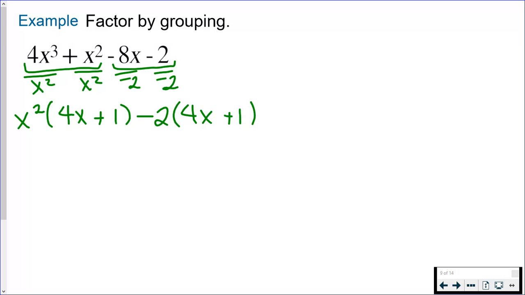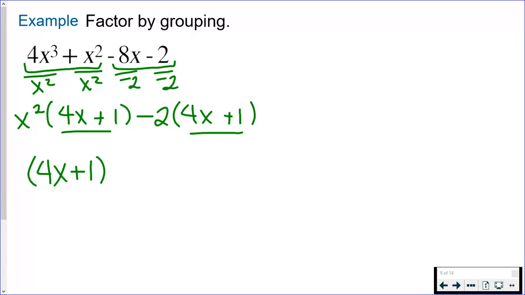Now, if grouping is possible, then those parentheses are going to match. Notice they are both 4x plus 1, so grouping worked here. So because both of these have a 4x plus 1, think of it as you are removing the 4x plus 1 from each group. So I write that first. You can write it second if you want, but for this video, I'm going to write it first.